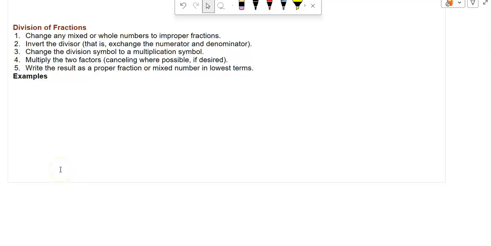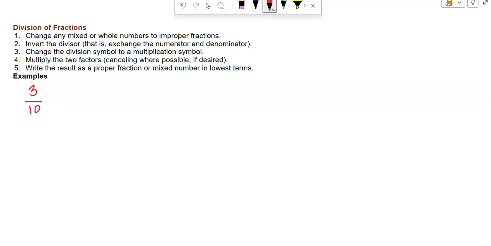Okay, and the final thing that we'll go over is the division of fractions. So it says to change any mixed or whole numbers to improper fractions. And we'll also invert the divisor. That is, change the numerator and the denominator. And then step 3, we're actually going to change the division symbol into multiplication. Okay, so let's see how this will be done.